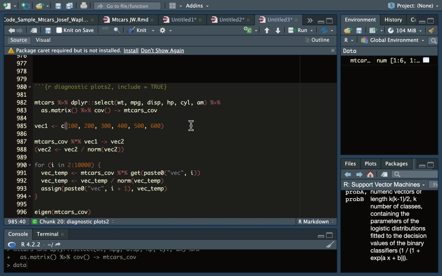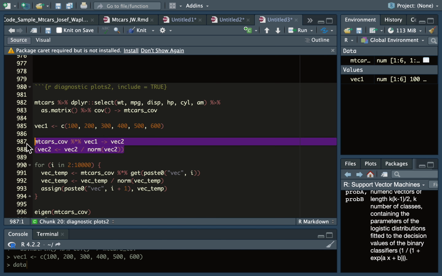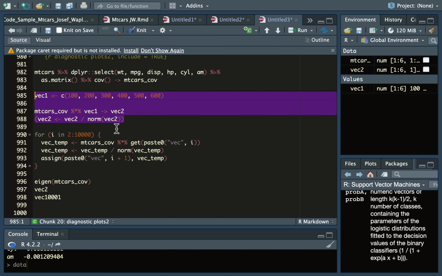Then I'm also creating a vector of the same size, which I'm just calling vector 1. Using the percent sign, star, percent sign, I do the matrix multiplication: the mtcars covariance matrix multiplied by the vector I created. I'm calling that vector 2. Then I divide vector 2 by its norm, which is its length in Euclidean space.